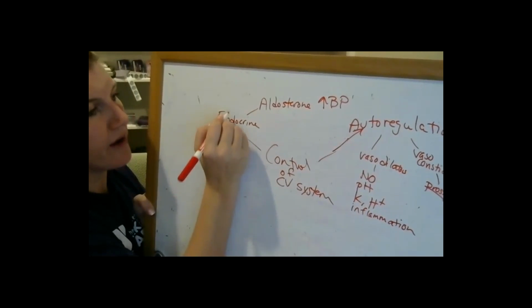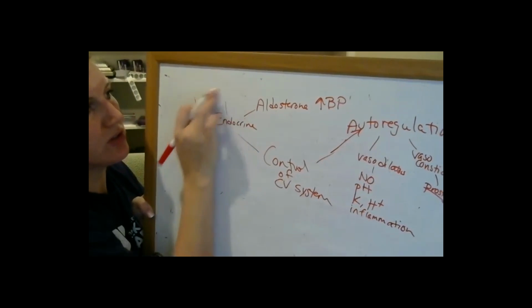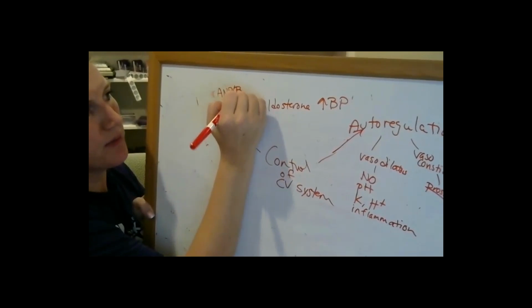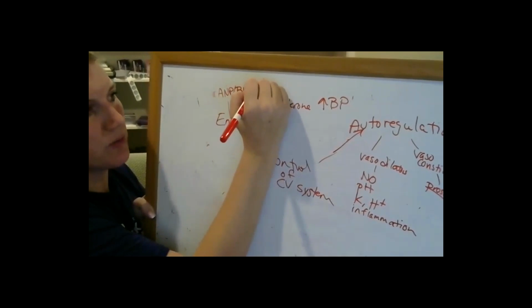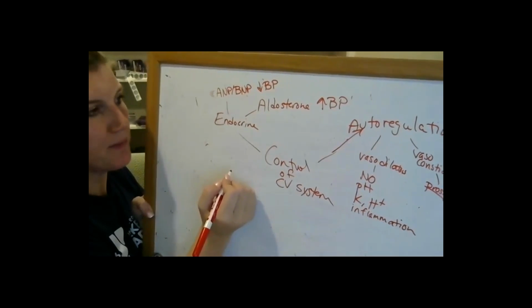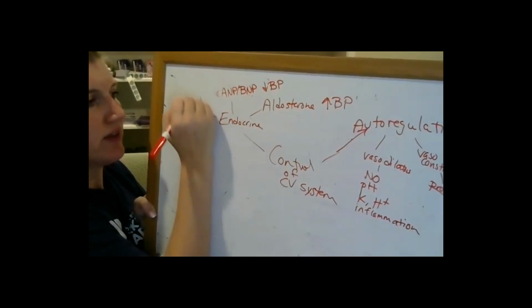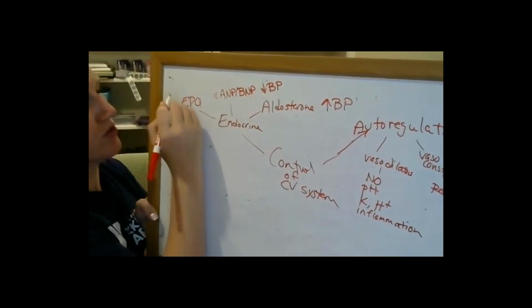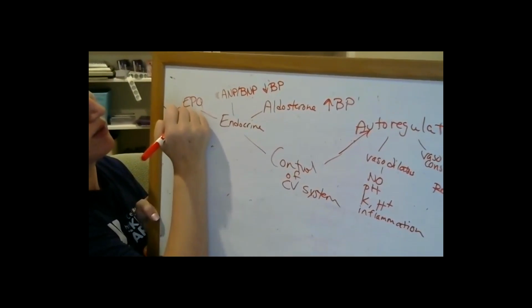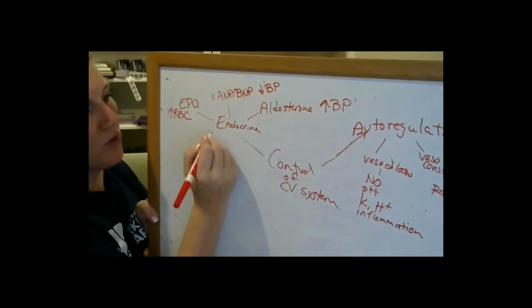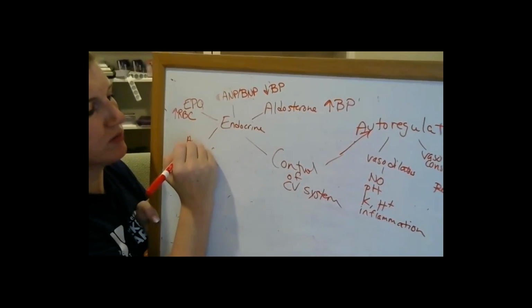Or we have something called atrial natriuretic peptide, ANP, or BNP. These actually work to decrease blood pressure, ANP and BNP. We also have erythropoietin, or EPO. EPO works to increase red blood cells, RBC. We have angiotensin II.